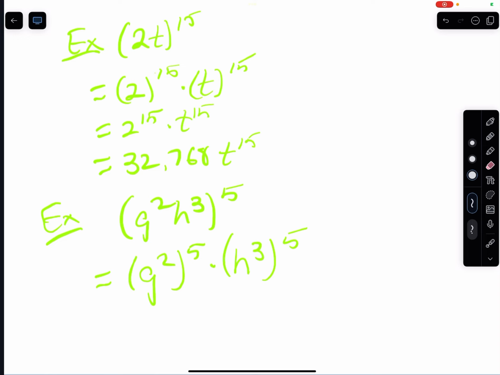Well, it's the power rule. It's the power rule of exponents, which tells us that this raised to this power is just the multiplication of those powers, which is g to the 5 times 2, which is 10, times h to the 3 times 5, which is 15.